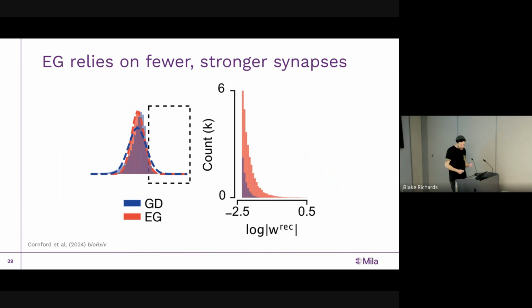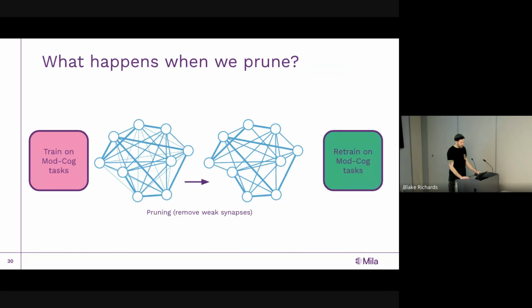So this is interesting with respect to EG, precisely because one of the things that the log normal weight distribution gives you is this long tail of synaptic weights. So you have a small set of very strong synaptic weights that the network seems to rely on for doing its computations, rather than relying on the larger mass of synaptic weights in the population. So what we asked was, what happens if we train on those modcog tasks and then we prune the network? We examine both what happens if we prune some synapses and then just look at the immediate performance of the network, and what happens if we prune the synapses and then retrain on the modcog tasks as well.